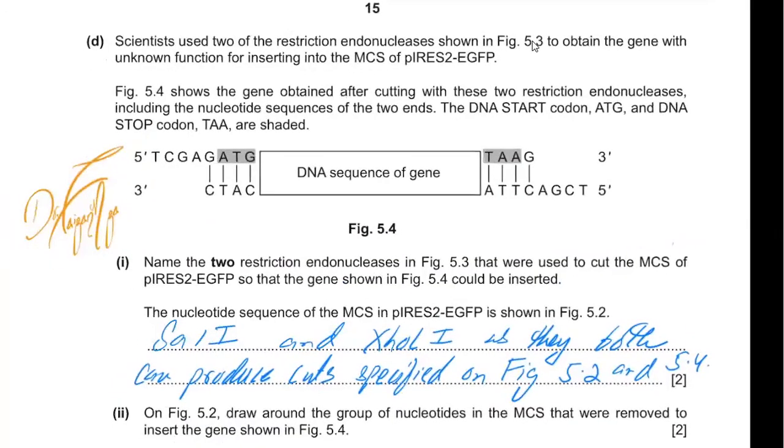Scientists use two restriction endonucleases, shown in figure 5.3, to obtain the gene with the unknown function for inserting into the plasmid. Figure 5.4 shows the gene obtained after cutting with these two restriction endonucleases. So they are using two restriction endonucleases to cut the gene, to cut it at the MCS region to insert the gene. The DNA start codon ATG and the DNA stop codon TA are shaded. We know that this is the DNA sequence of the gene which they have inserted. The start codon and the stop codon are also shown to you separately. Basically they are part of the gene which was inserted. They were initially not present. So when you cut, you need to add the start and stop codon as shown in figure 5.1.